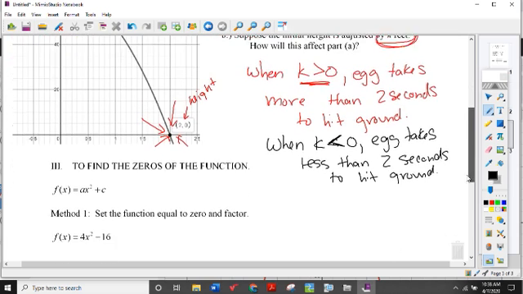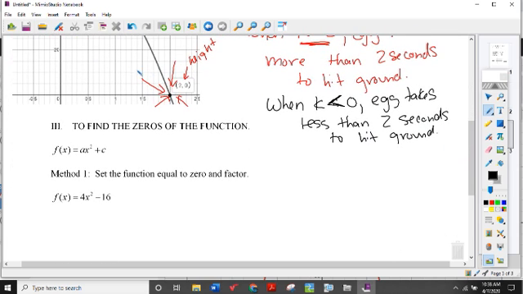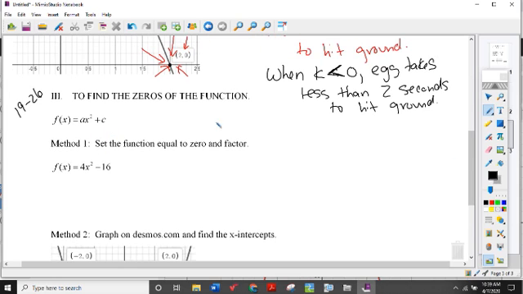Now the new thing I added was just a quick reminder of how to find the zeros of the function. So this goes with problems 19 through 26. One way is to set the function equal to 0 and then factor like we did in previous problems. I see that there's a GCF of 4, so I'm going to divide everything by 4 to try to simplify this.